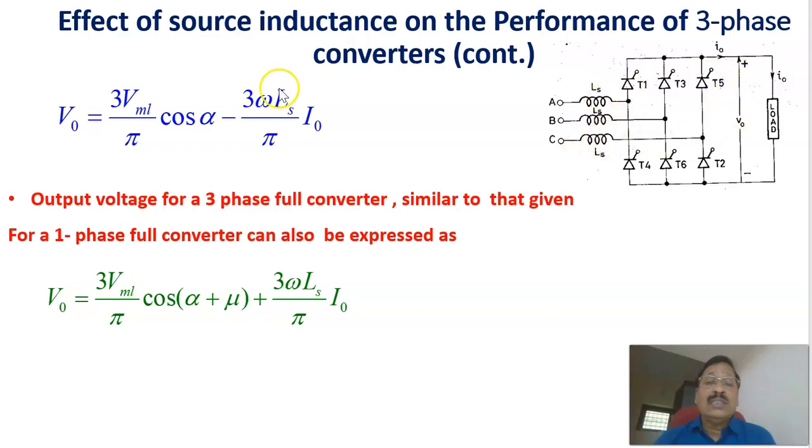Therefore, this is the equation to calculate the output voltage as long as we consider the source inductance Ls. How much voltage is being dropped here? That is this term. And as the load current increases, that voltage drop will be more. It is like voltage regulation: as the load current increases, there will be a drop in voltage.